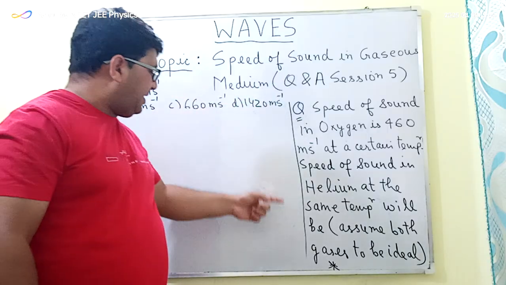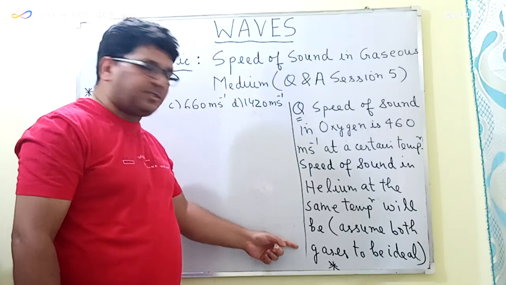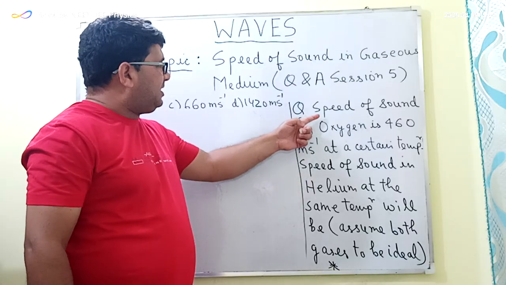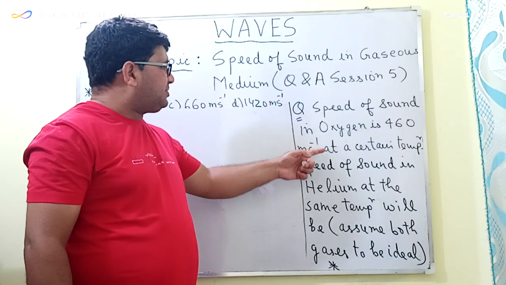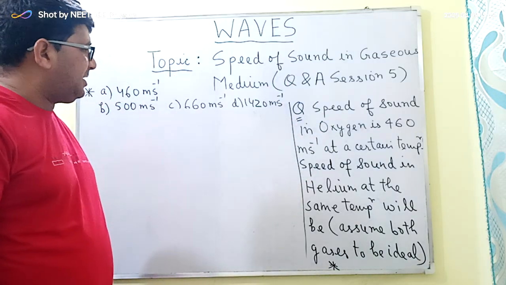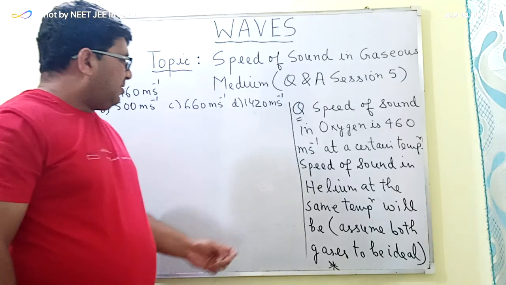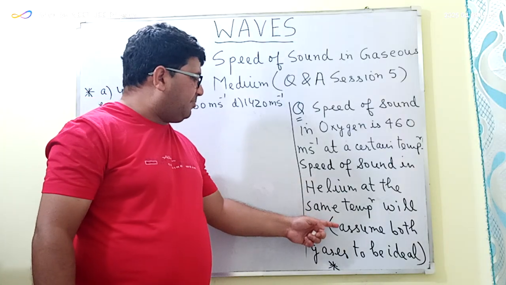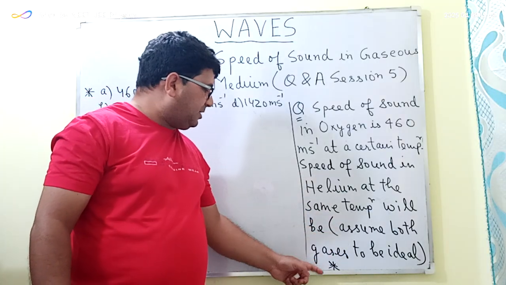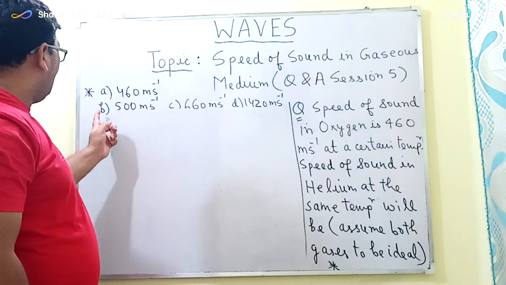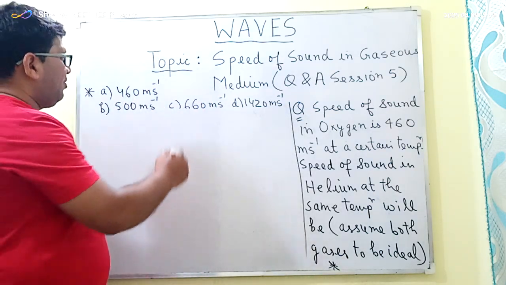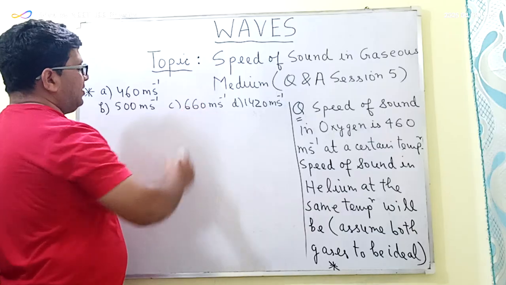Based on this topic, I have one question for this session, which is written here on this board. The question is: the speed of sound in oxygen is 460 meters per second at a certain temperature. The speed of sound in helium at the same temperature will be, assuming that both the gases are ideal. We have been given four options and we have to find the correct one.